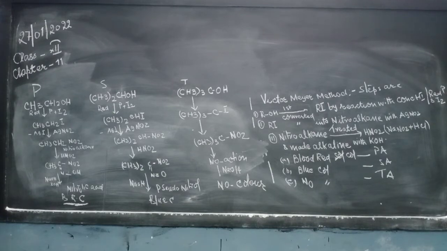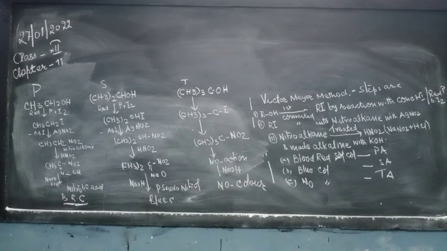Alkyl iodide. What is it forming? The alkyl iodide is treated with silver nitrite. As a result, nitroalkane is formed. What is it forming? Nitroalkane. And that nitroalkane is treated with nitrous acid, and the solution is made alkaline. As a result, a blood red color is produced.